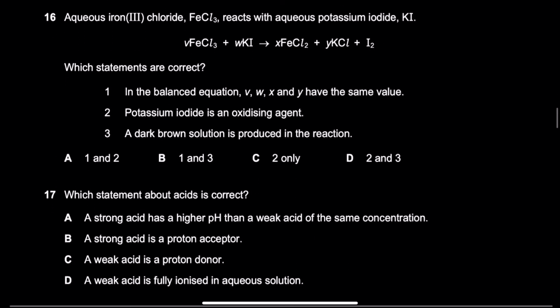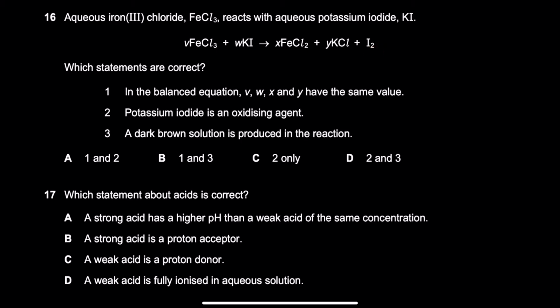2, right? Aqueous iron 3 chloride reacts with aqueous potassium iodide. Which statement is correct? In the balanced equation, V, W, X, and Y have the same value. Yep, they'll have the same value because iron and iron are balanced, chlorines and chlorines are balanced, the K and the K is balanced. The only thing that's not balanced is the I right here and the I2 right here, right? So you can say, oh, if we add 2 here, then it wouldn't be. No. If here you have one I, here you have two I's, you could just balance out this thing.